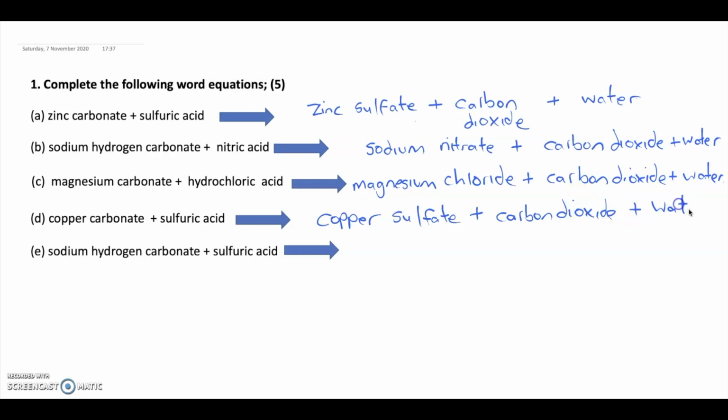And if we look at the final question, we have sodium hydrogen carbonate and sulfuric acid. Sodium hydrogen carbonate is going to form sodium sulfate when you add it to sulfuric acid, and the other 2 products are going to be carbon dioxide and water. So there are 5 word equations here, 1 mark for each, a total of 5 marks available.